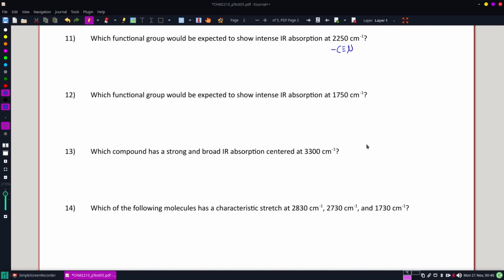Borderline evil question. What functional group is expected to show an intense absorption at 1750? Well, in that 1700s range, we know it's a carbonyl. Typically, we look for other signs, but the only reason it's typically that high is if it's part of an ester.